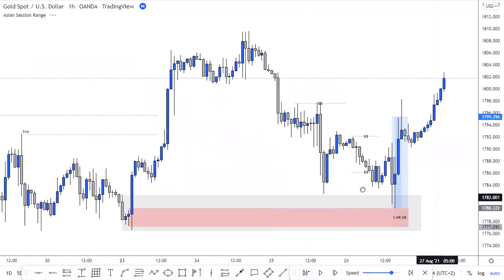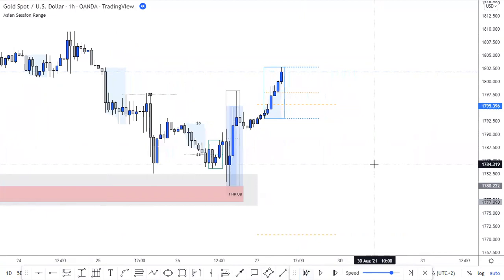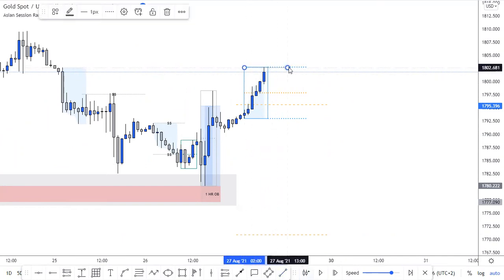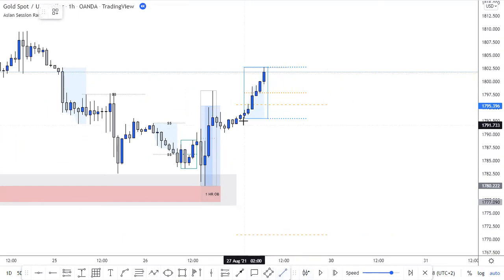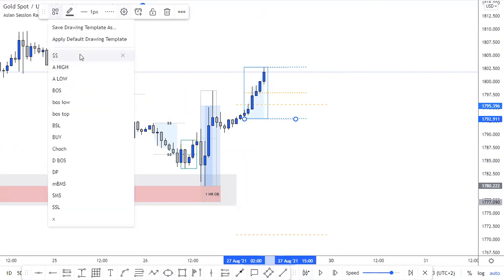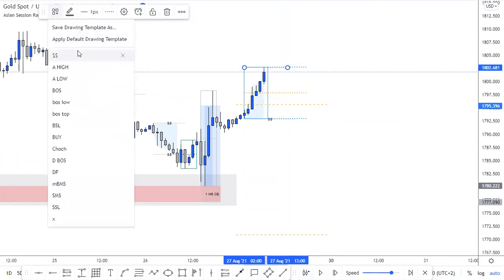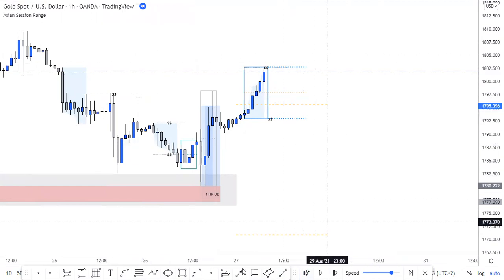So this is it. And then what do we have here? We have this high, we have this high also. This is our sell side liquidity. And this here is our buy side liquidity, the high of the Asian session. You get a point. And then we have to take all these sides out.